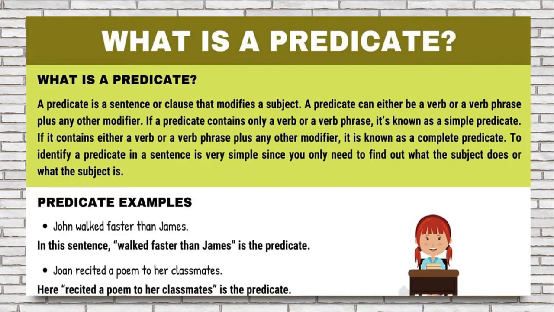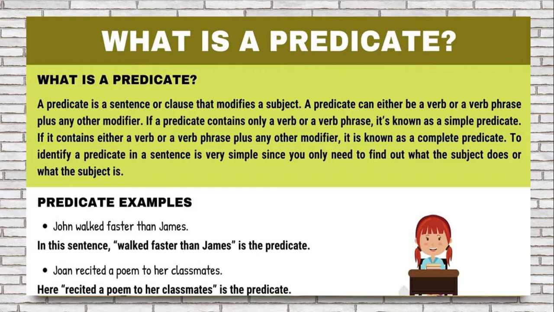What is a predicate? A predicate is a sentence or clause that modifies a subject. A predicate can either be a verb or a verb phrase plus any other modifier. If a predicate contains only a verb or a verb phrase, it's known as a simple predicate. If it contains either a verb or a verb phrase plus any other modifier, it is known as a complete predicate. To identify a predicate in a sentence is very simple since you only need to find out what the subject does or what the subject is.